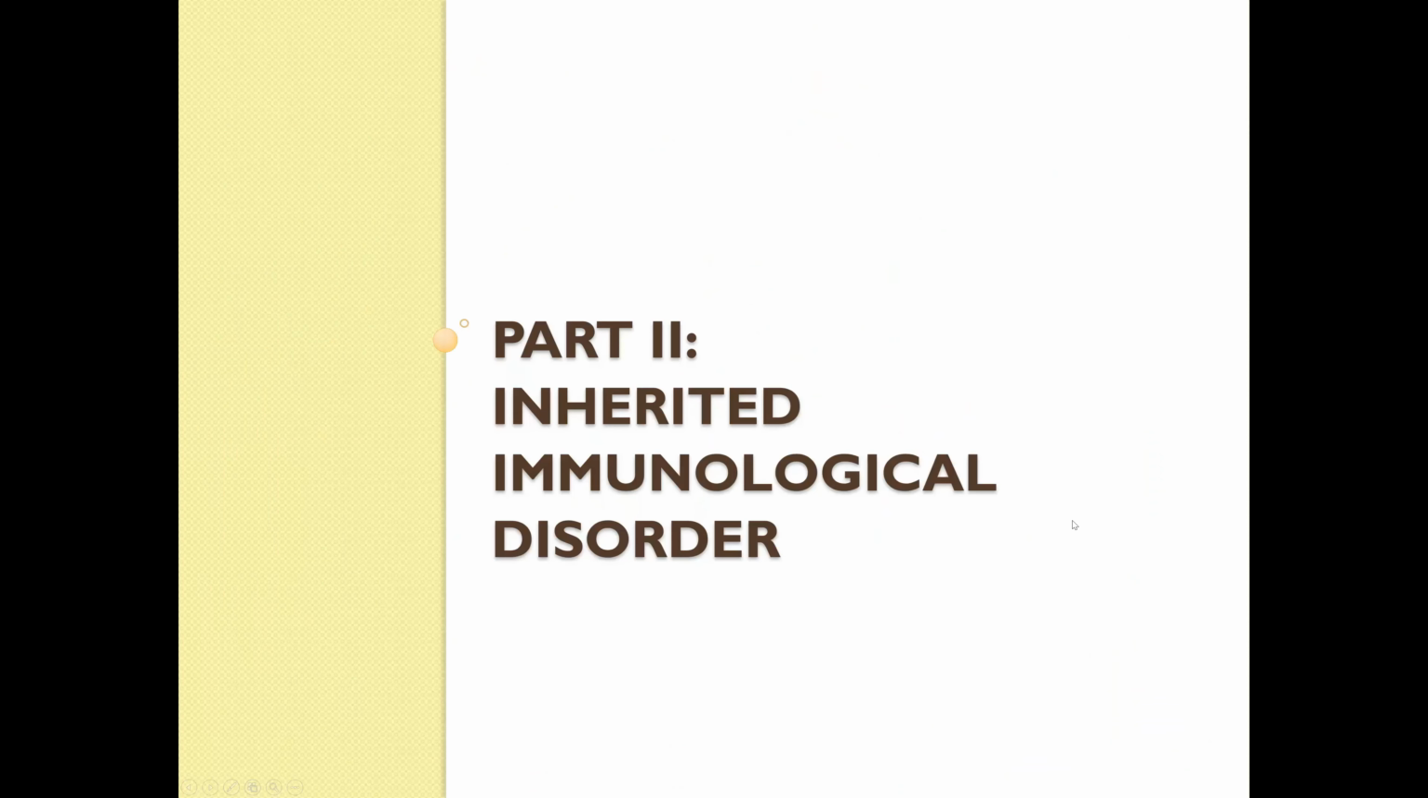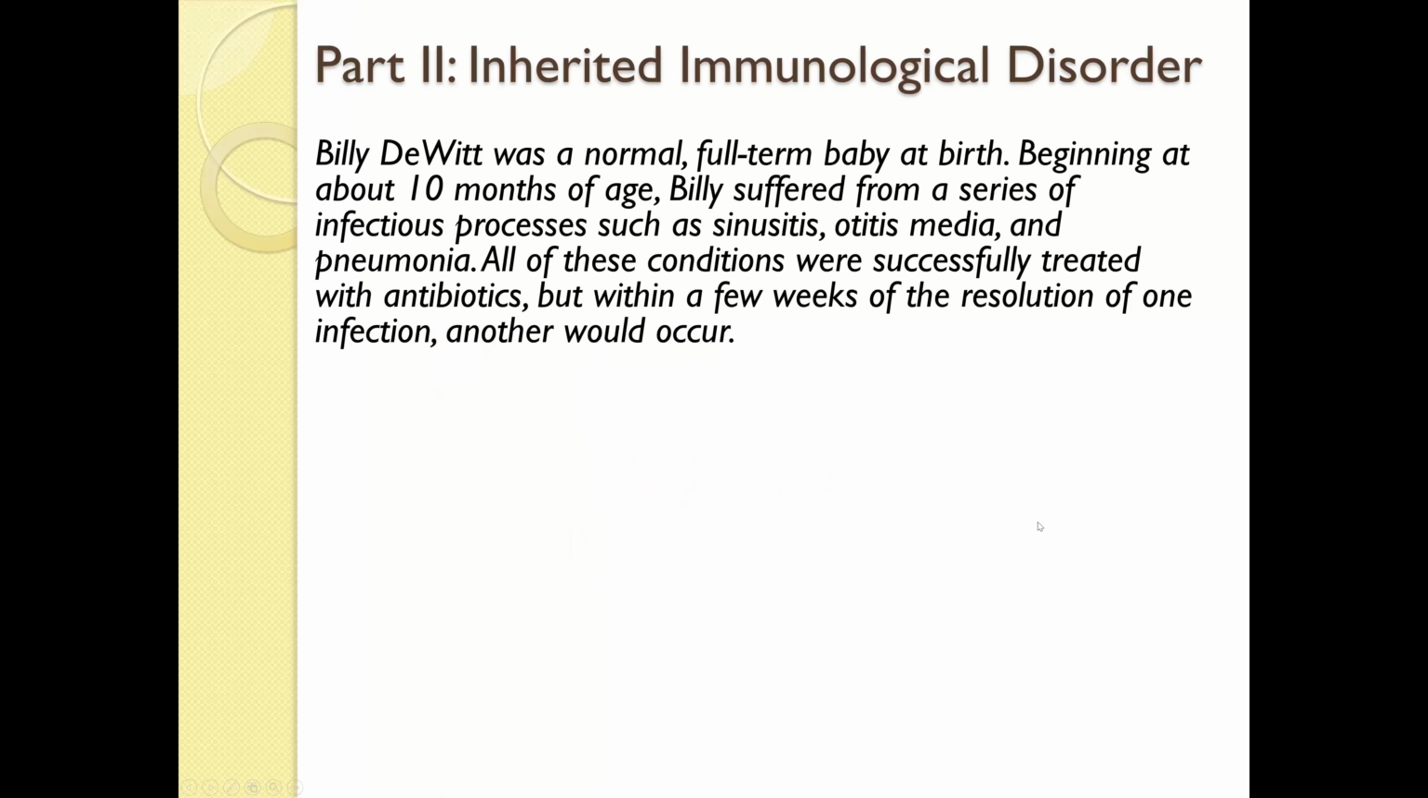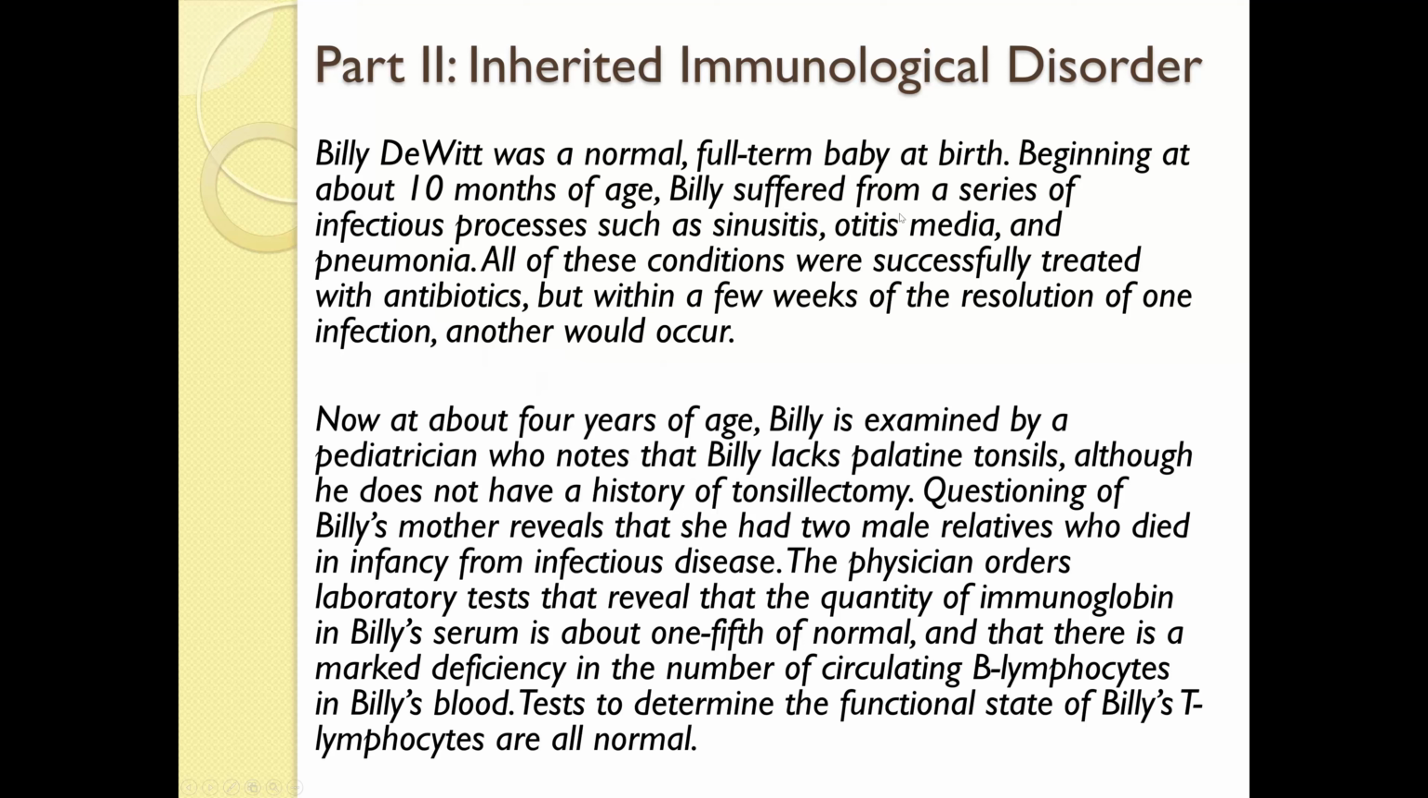All right, so this is part 2, inherited immunological disorder. Billy DeWitt was a normal full-term baby at birth. Beginning at about 10 months of age, Billy suffered from a series of infectious processes such as sinusitis, otitis media, and pneumonia. All of these conditions were successfully treated with antibiotics, but within a few weeks of the resolution of one infection, another would occur. Now, at about 4 years of age, Billy is examined by a pediatrician who notes that Billy lacks palatine tonsils, although he does not have a history of tonsillectomy.